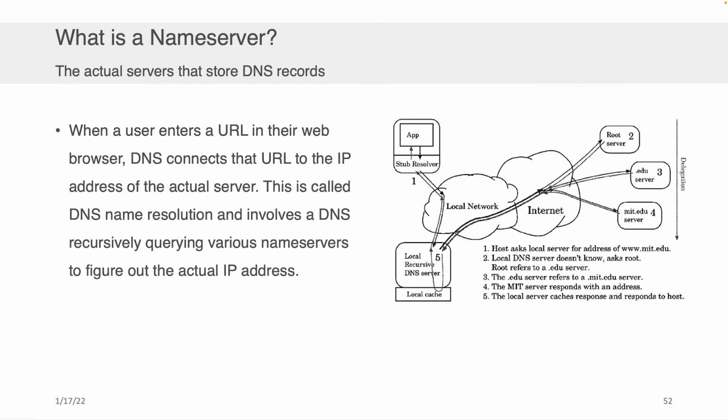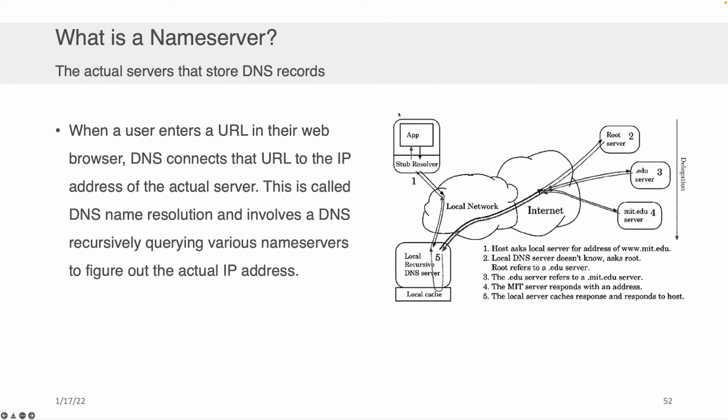And when the user enters the URL in their web browser and the DNS connects that URL to the IP address of the actual server, this is called DNS name resolution. And the way that this works is through the DNS server recursively querying various name servers, okay? So a name server is where the actual records of DNS are stored.